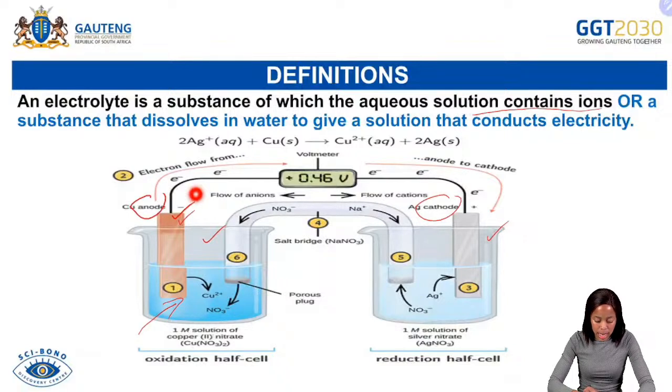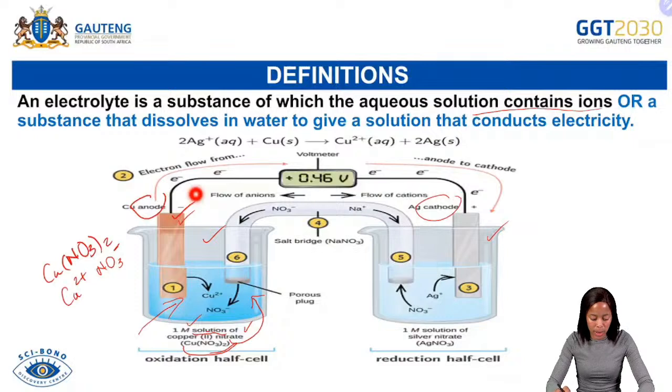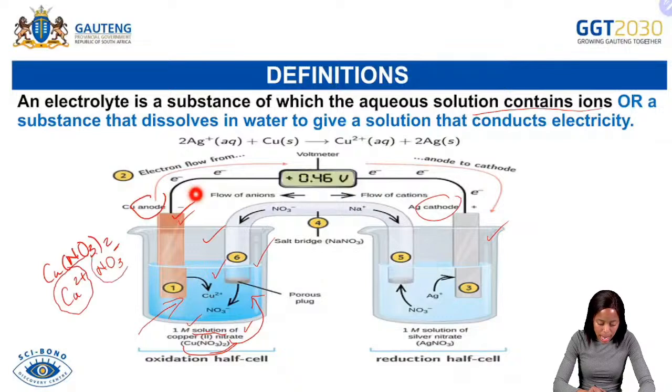And this here, it says 1 molar, which is the concentration of the solution of what? Of copper 2 nitrate. So that is our electrolyte. It contains ions. Why? Because now you have Cu, NO3 and 2. When you break it down, it becomes Cu2+ and NO3 minus there. So this electrolyte or this solution contains ions.